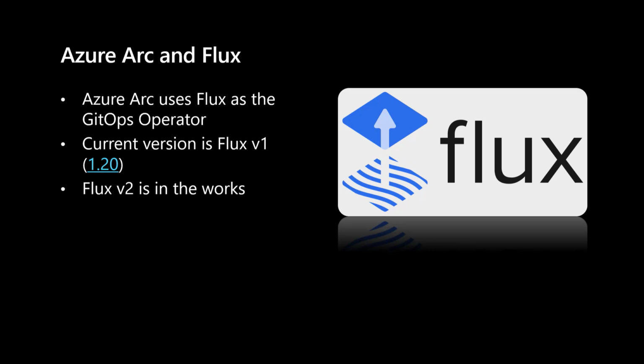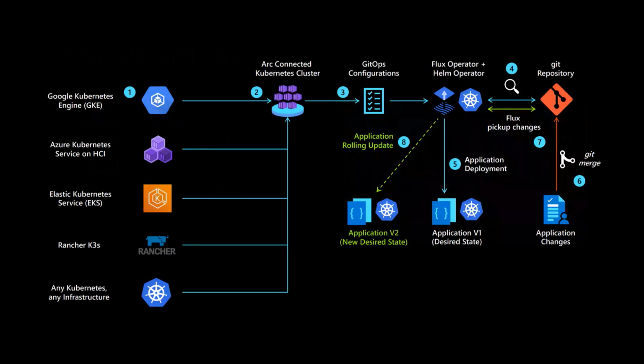So if you're learning about how do I do this GitOps thing with Flux, and you're searching on the internet, search for the Flux V1 documentation, because that's how Azure Arc does it today. Now, how does that basically work? It's actually not that complicated if you look at it.